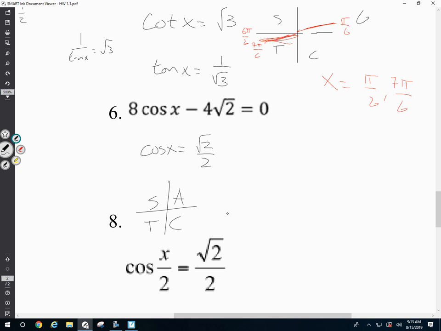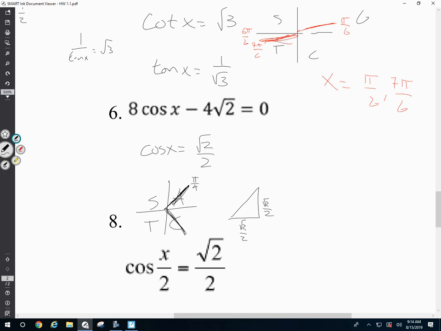Root 2 over 2, that's going to be my 45, 45, 90 triangle, where the cosine, the adjacent side, is root 2 over 2. So I'm talking about the 45-degree angle here, the 45-degree angle here, which is my pi over 4 here, and my pi over 4 here.